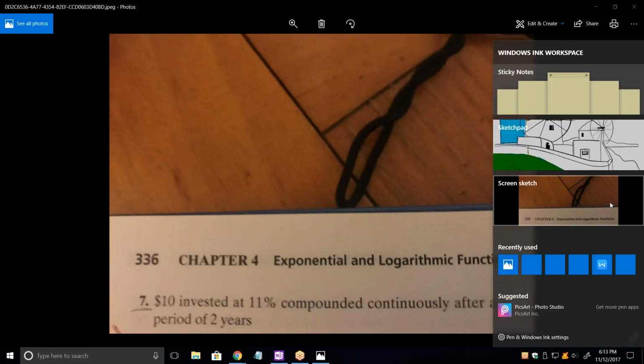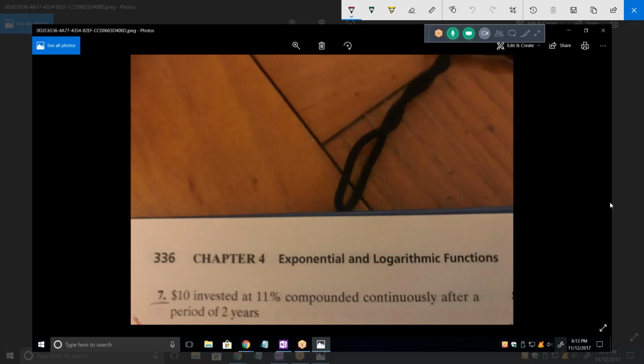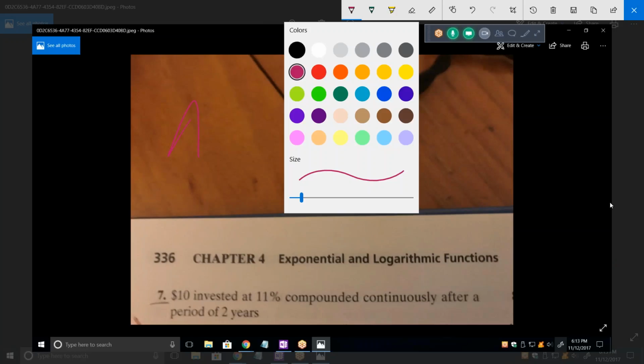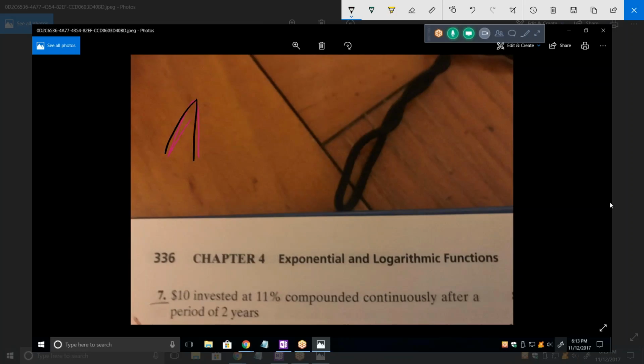Well, at least we have continuous compounding here. Fill it in. The general or just for this one? What's the general? P times e to the power of RT. Okay. The specific? 10 times e to the power of 0.11 times 2.